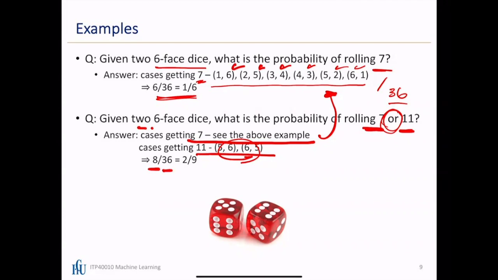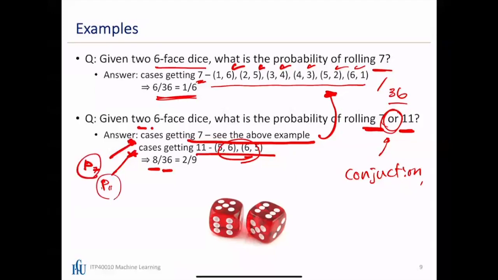Here, "or" is what we call a conjunction. When you have the conjunctive form, we calculate the probability for 2 different cases: the probability of rolling 7 and the probability of rolling 11. Calculate these 2 individually and simply take the sum, and you will get this solution.